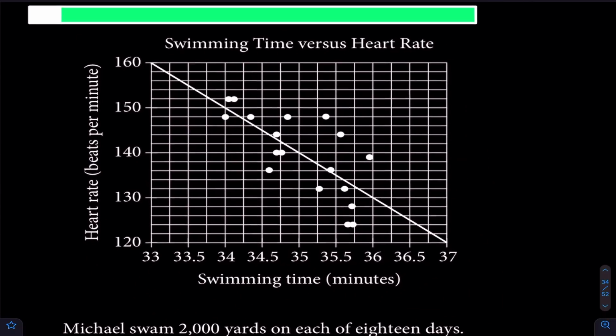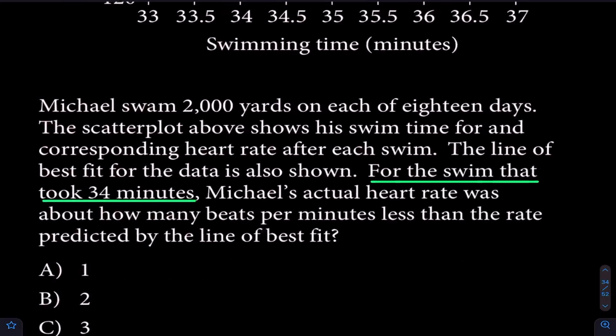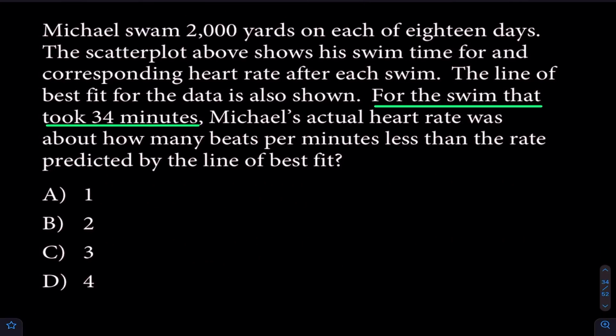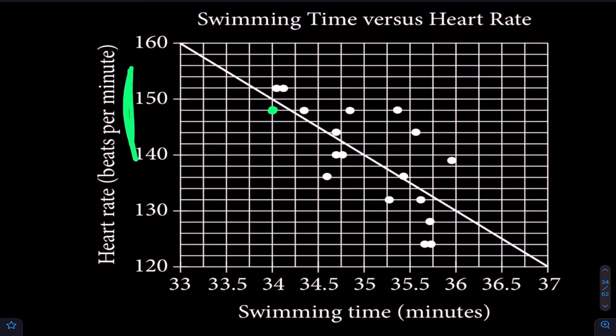And what are we asking about that swim? I'll keep that highlighted. We are asking how many beats per minute less than the rate predicted by the line of best fit. So beats per minute is right here. We're asking how much lower is it than the line of best fit? The line of best fit would have said that the beats per minute would be at 150.